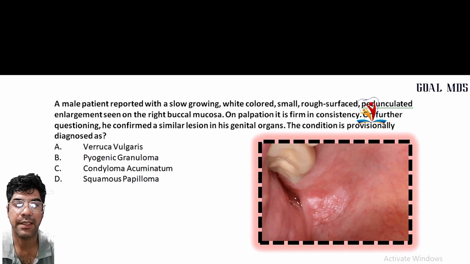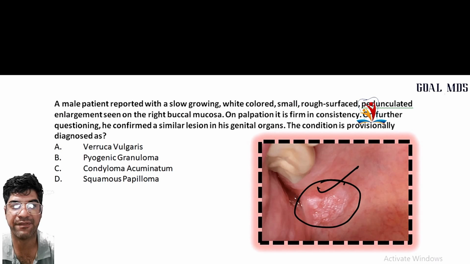A male reported with a slow-growing, white-colored, small, rough surface pedunculated enlargement seen on the right buccal mucosa. So this is the enlargement you can see. I have provided various images. However, these images are not given in your exam or in questions, so you can just cross-check them.